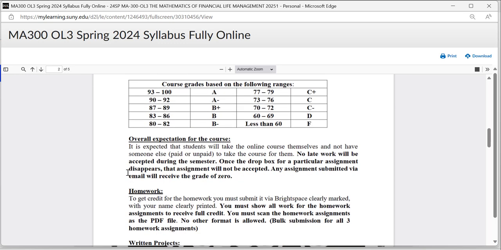And the overall expectation for the course, you are expected to complete the course by yourself. You should not hire anybody to take the course for you, right? That's not allowed. No late work will be accepted during the semester. Once the Dropbox for a particular assignment disappears, the assignment will not be accepted. And any assignment submitted via email will receive the grade of 0, right? So you should not submit your assignment via email.